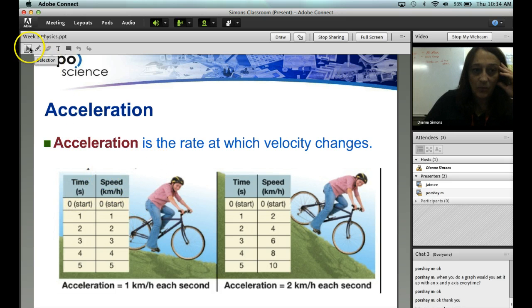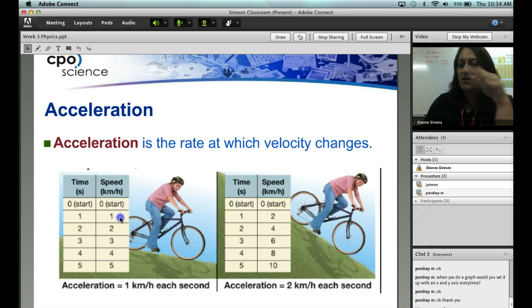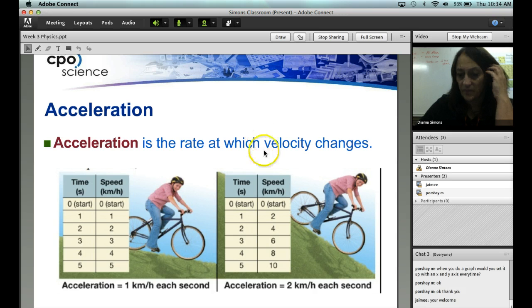Let's see if I can get a pointer. I don't know if you can see my pointer or not, but acceleration is the rate at which the velocity changes. So in this particular case, we don't have velocity, we have speed. Speed, you guys type in the chat box there. What is speed in comparison to velocity?